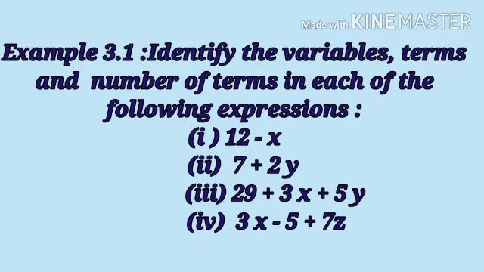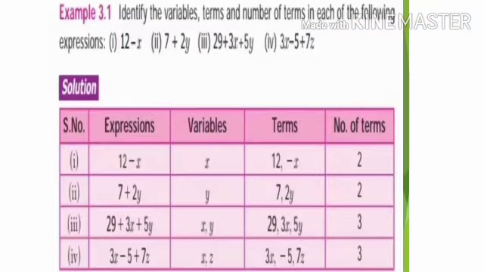Example 3.1. Identify the variables, terms and number of terms in each of the following expressions. Here prepare the tabular column and write down all the expressions given in the problem. So now, in the first expression, 12 minus x is an algebraic expression.